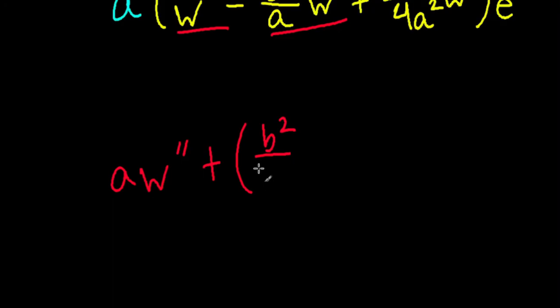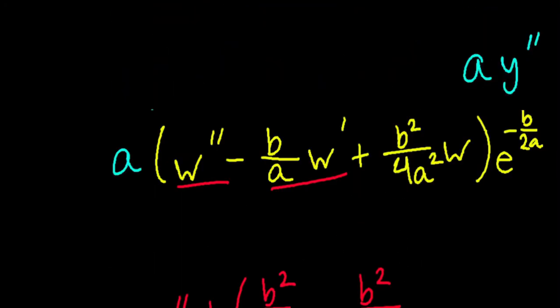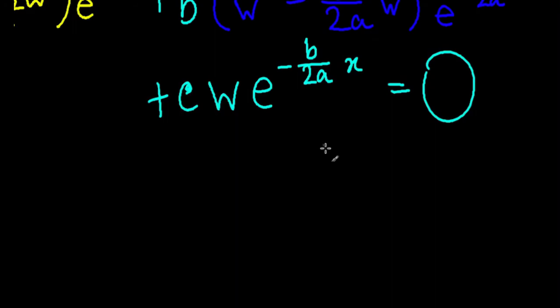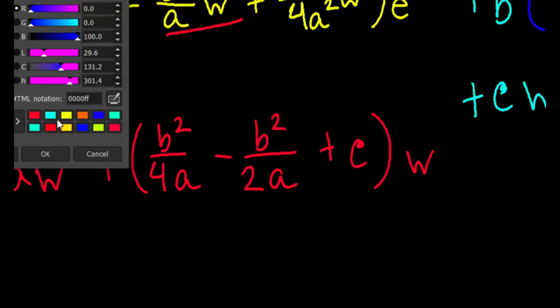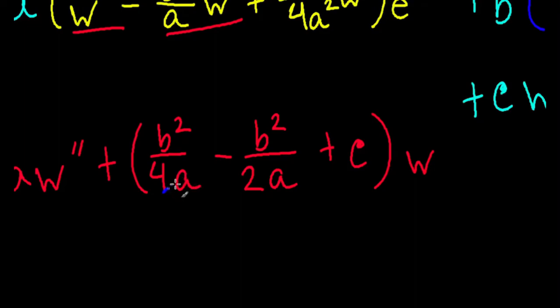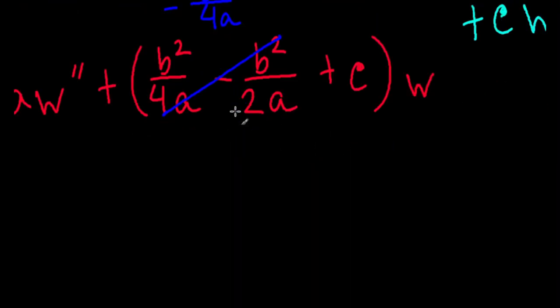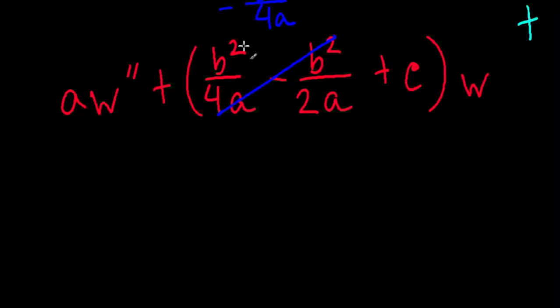b squared by 4a, negative b squared by 2a, right? I hope I'm remembering correctly. So yeah, negative b squared by 2a plus c. Okay, so this one, we can actually simplify a little bit. So b squared by 4a minus b squared by 2a, that's just going to be negative b squared by 4a. Now plus c, now this might seem a bit familiar.